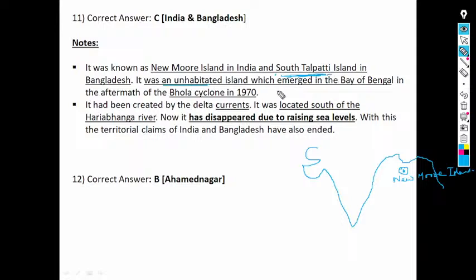It was an uninhabited island which emerged in the Bay of Bengal in the aftermath of the Bhola cyclone in 1970. It had been created by the delta currents. It was located south of the Haribhanga River. It disappeared due to the rising of sea levels. With the territorial claims of India, Bangladesh had also made claims.